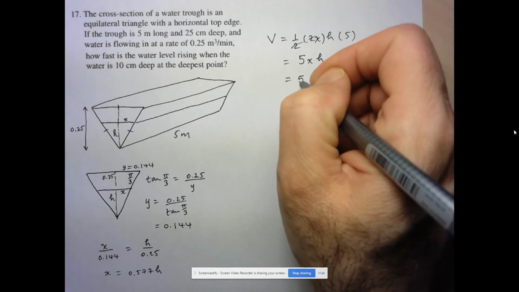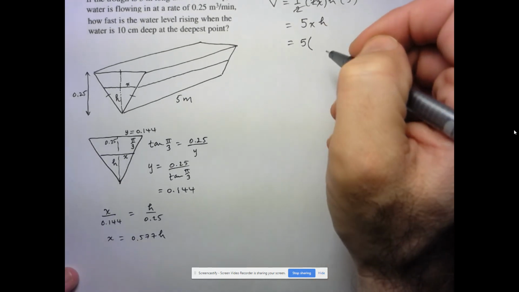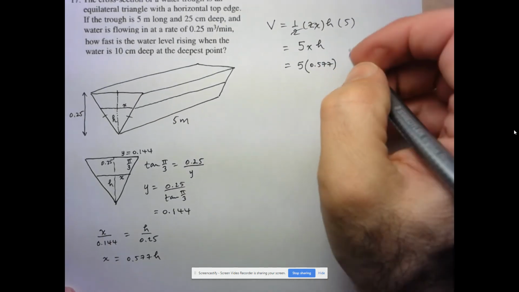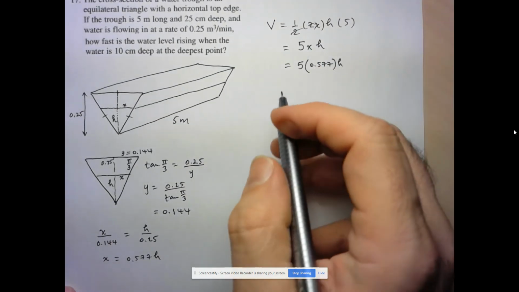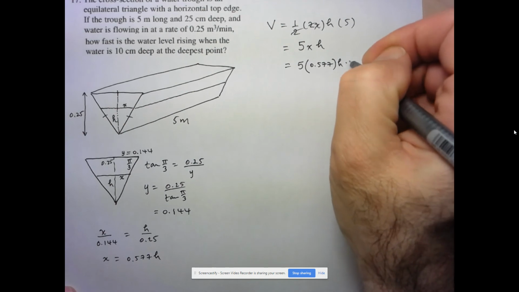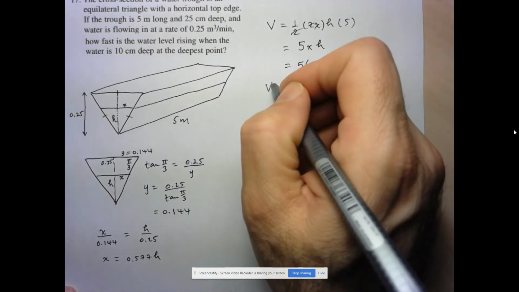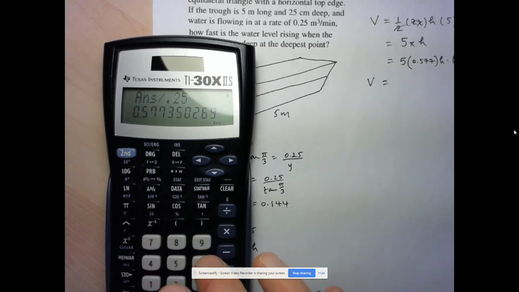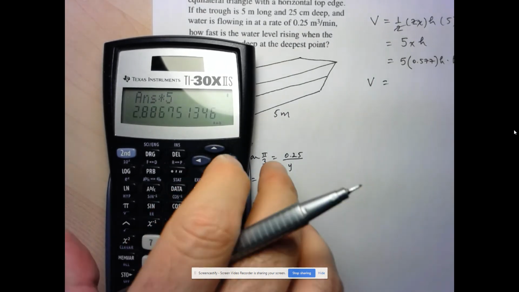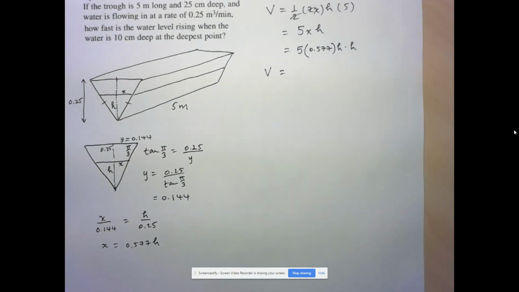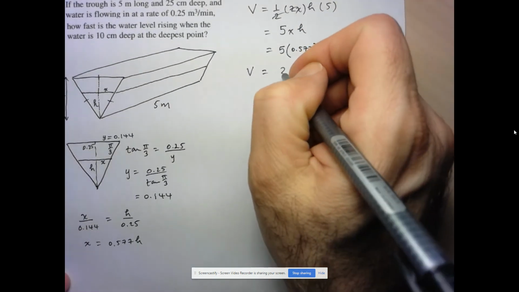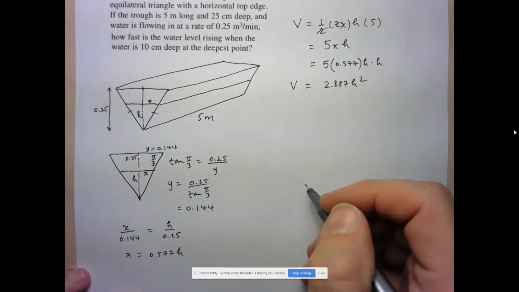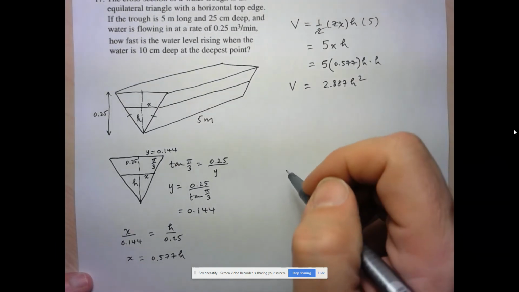Now I can finally input all that into my equation. So I have 5 times X, which we just found was 0.577 H, times the H that was already there. So what do we have? Volume is given by, and let's calculate that, 0.577 times 5 is equal to 2.887 H squared.